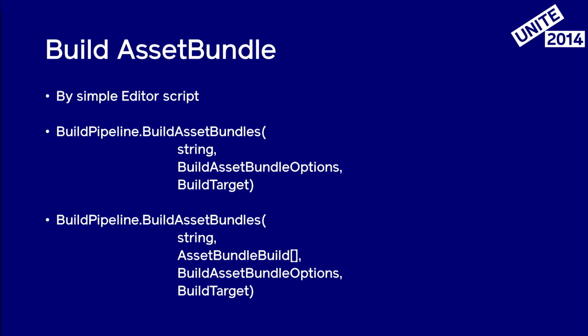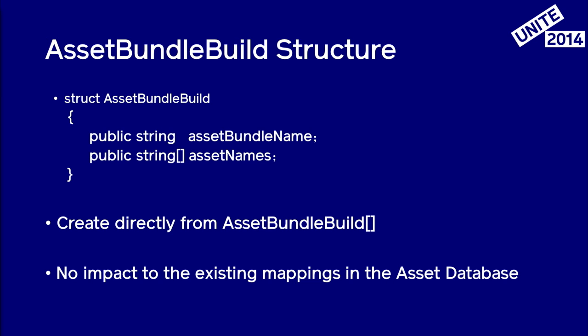Build AssetBundle. After setting the mappings, you can just call the editor script to build. I think the first API is the one I just showed in the demo. For the second one, it provides one more parameter, an AssetBundleBuild array. AssetBundleBuild is just a structure with the AssetBundle name and asset names. If we use the second API, you can create the AssetBundles directly from the AssetBundleBuild array, so it has no relationship with the asset database. And if you build from this, there is no impact on the existing mappings in the asset database.